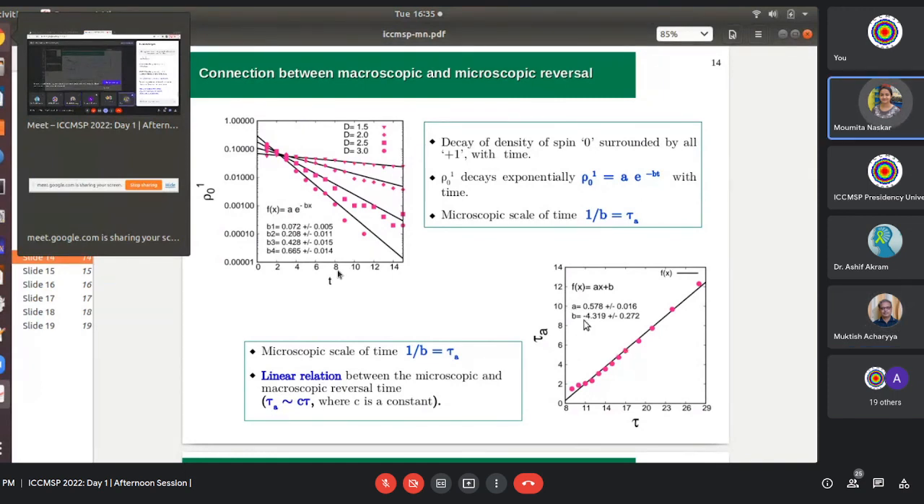So this is basically the value of A, as Dr. Ashif Akram is asking. I think so. Yeah, so this is the value of A here, the slope of the plot, right? Yeah, yeah. It's order one. I have understood. Fine.